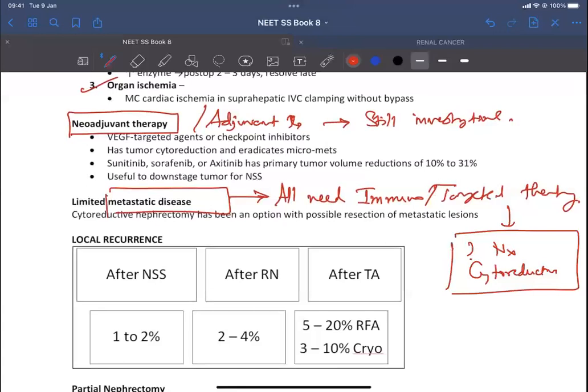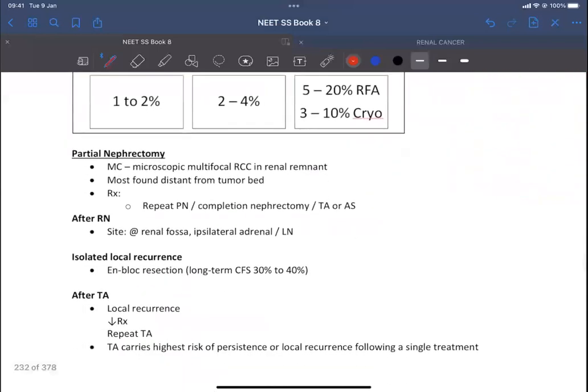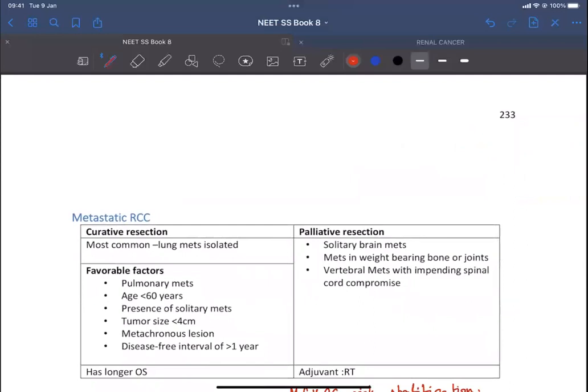So I'm not going to go into detail about the different options for immunotherapy, and just briefly touch upon it. Before we go there, what is the local recurrence rate? With nephron sparing surgery, it's about 1 to 2%. After radical nephrectomy, it's about 2 to 4%. Local recurrence is generally higher after you do thermoablative therapies. And the management will depend upon if they have metastatic tumors or not.